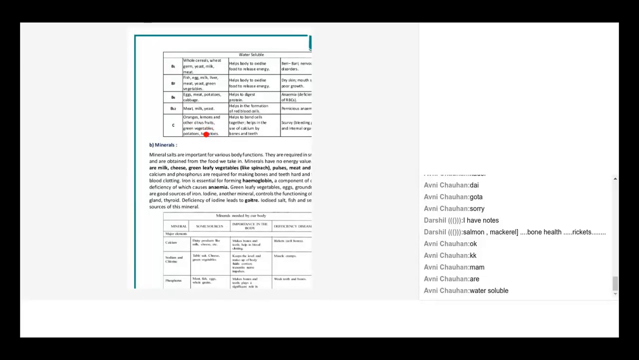Now we come to vitamin B1. Where do we find B1, in which foods? We find it in whole cereals, right?